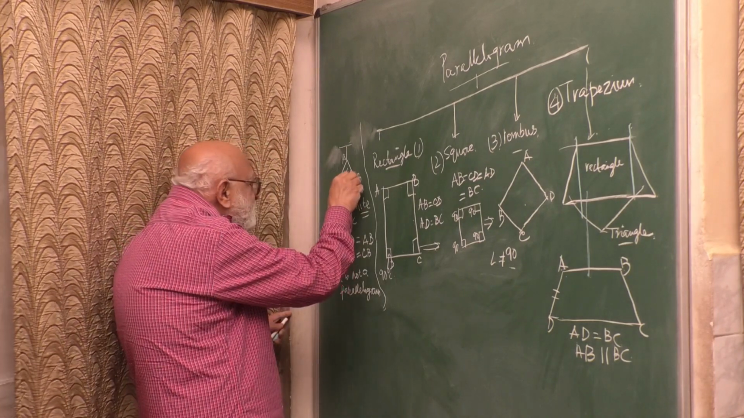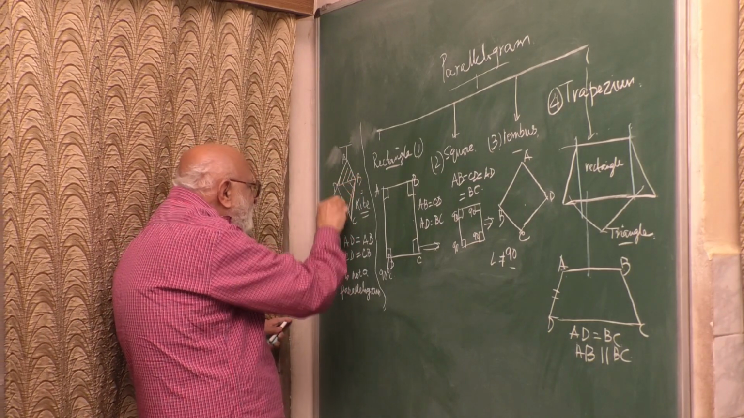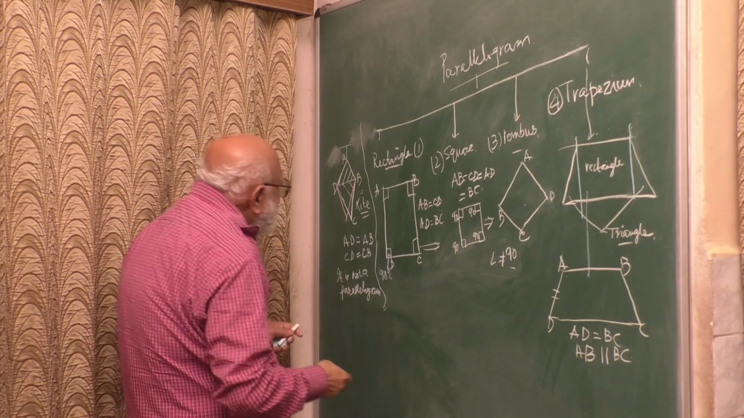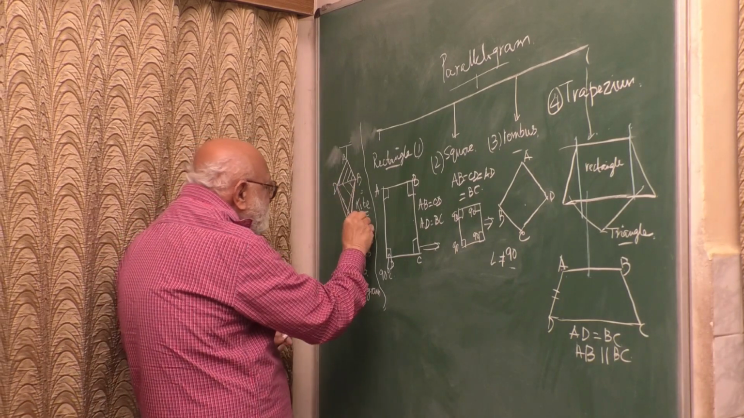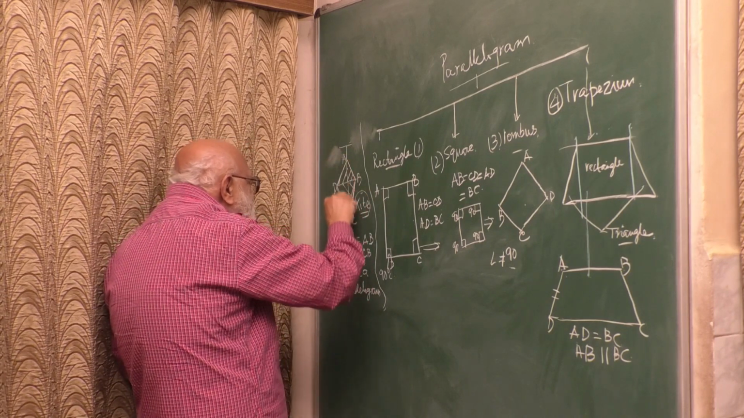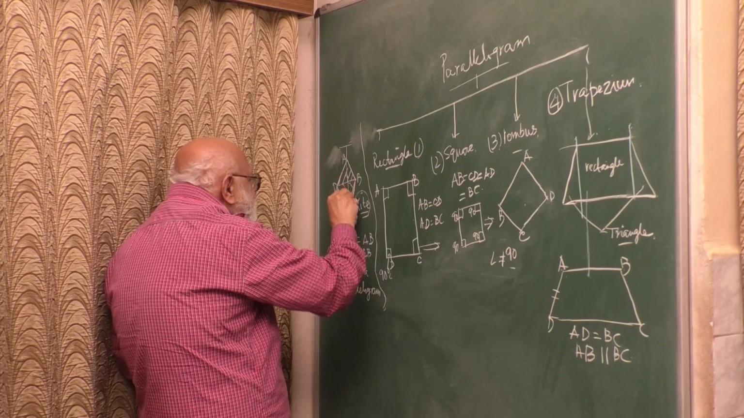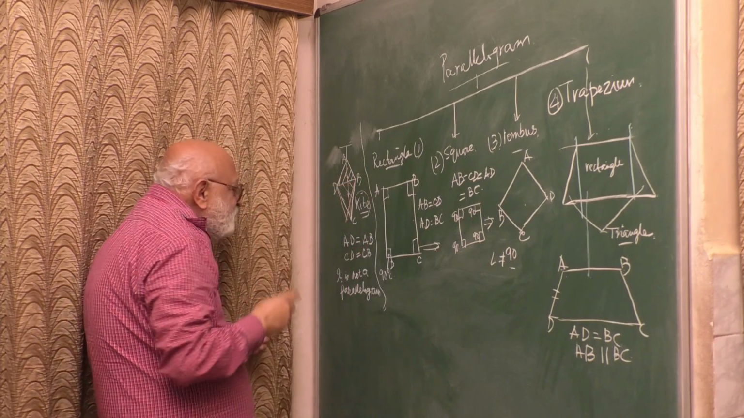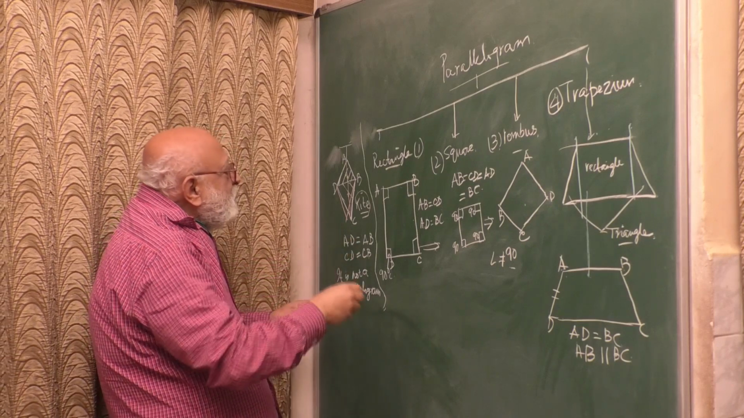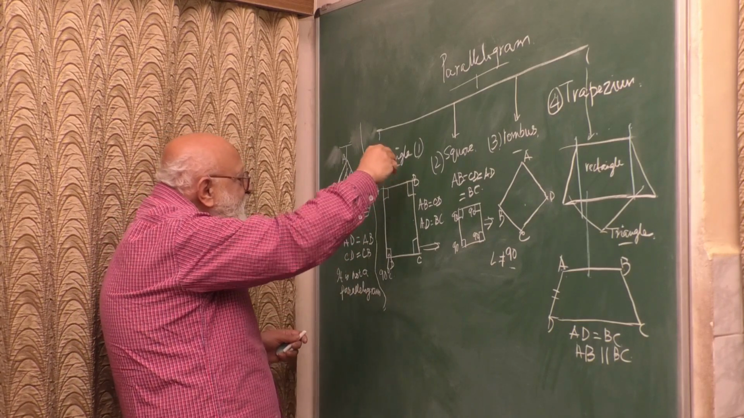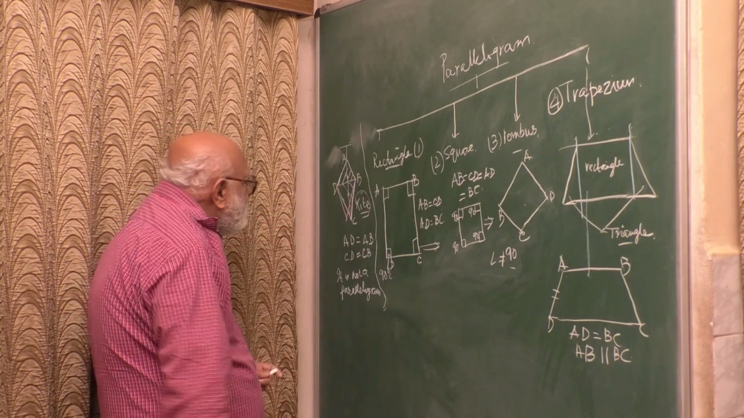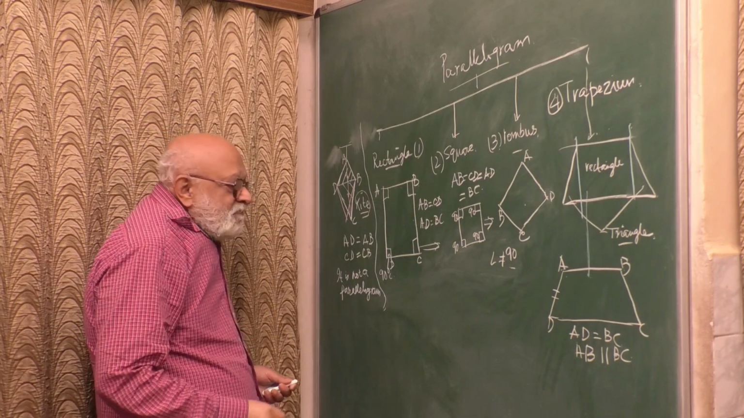Instead of this, B is here and D is here. Why is it called a kite? Because it looks like a kite. You can put a string on it and use it as a kite, flying a kite. So that's why it is known as a kite. But it is separate. We do not want to take it as a rectangle or a square or a rhombus. This is not strictly a parallelogram.